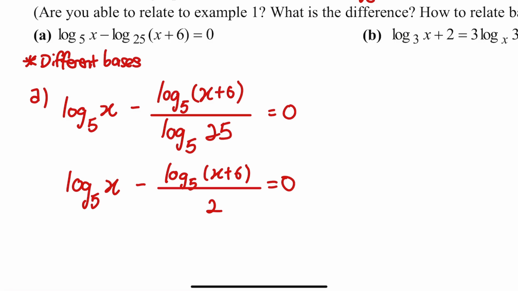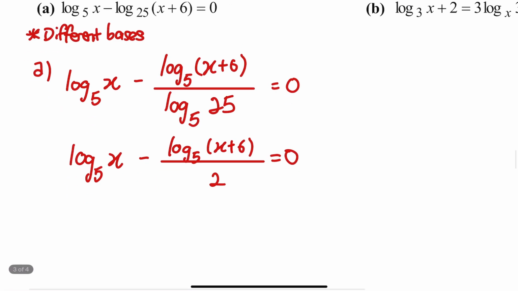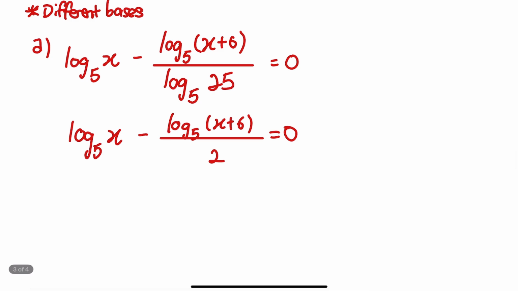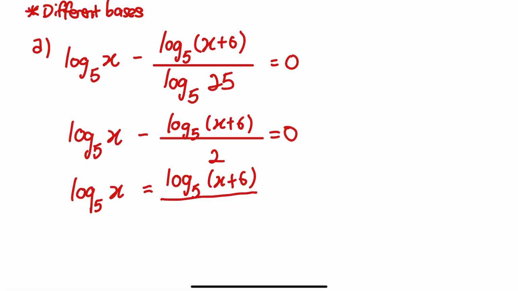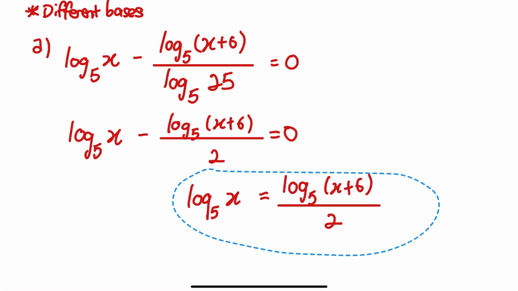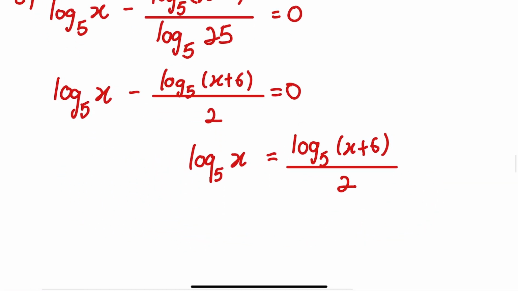Okay, so therefore I can now further simplify. I can shift this negative term to the right side. So this means log base 5 of x equals log base 5 of x plus 6 over 2. Then from here, I will cross multiply to get rid of the fraction. 2 log base 5 of x equals log base 5 of x plus 6.